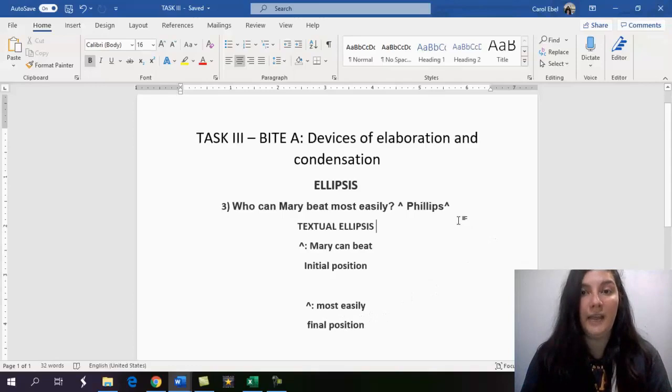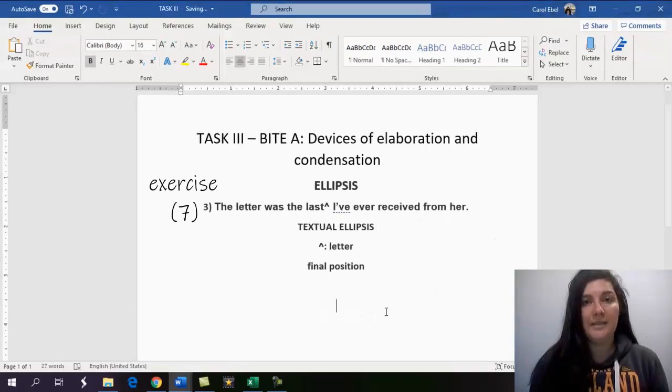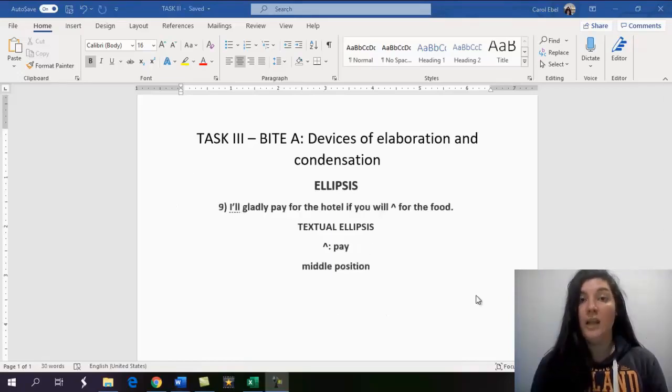We can say it happens in final position because it's the last element of the clause after the object. In exercise number 3, we have a case of textual ellipsis also at the end of the first clause. Please note in this case we have two clauses. Both of them are independent clauses. And the omitted element in this case is the word letter.